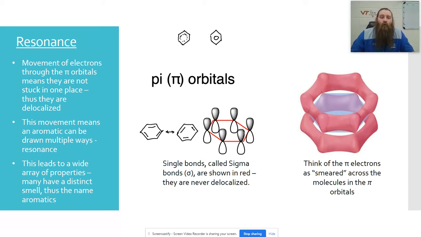Those electrons are moving around. And so you can think about them as smeared across these pi orbitals. And so all of this is now a bonding region. And that's what gives all of the aromatics many of their characteristics, their chemical properties, their physical properties. And one of those properties is the fact that they have a distinct smell. The smell may change, but it has a smell. You can smell them. And so that led to the name aromatics.